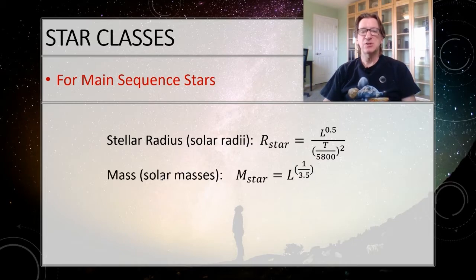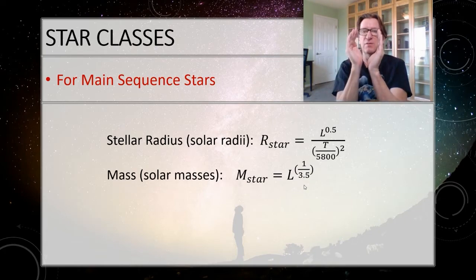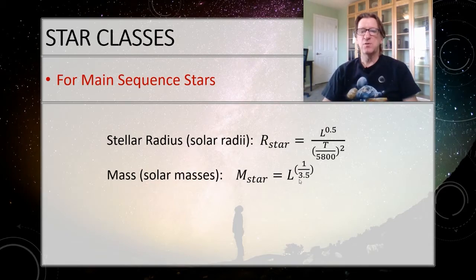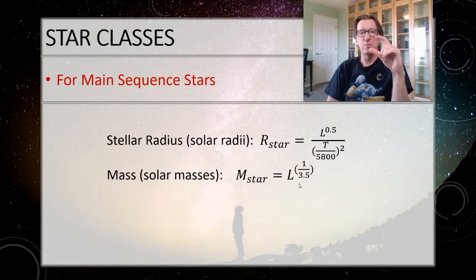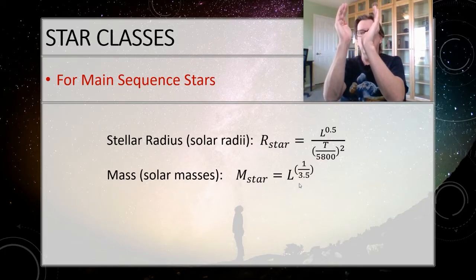The mass of the star then depends upon the luminosity of the star. So this is a new tool. You take the luminosity and you raise it to the power of 1 divided by 3.5, in parentheses. Okay? So be careful. Don't forget these parentheses. If you do L to the 1 and then divide the whole thing by 3.5, that's not going to work. It's got to be L raised to the 1 over 3.5.